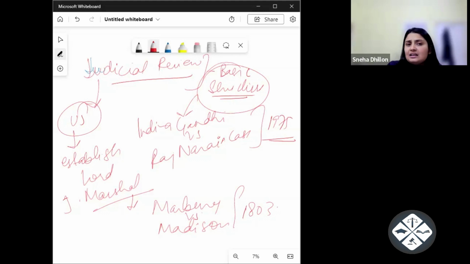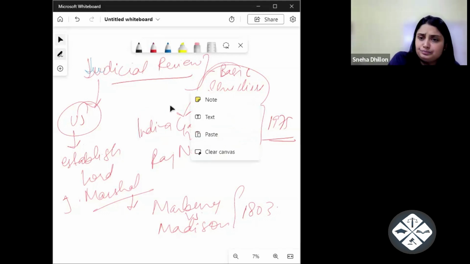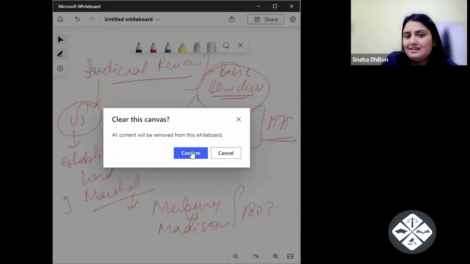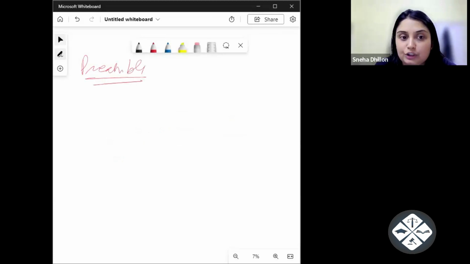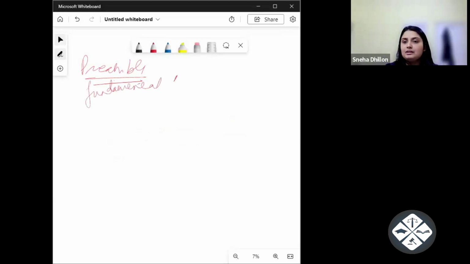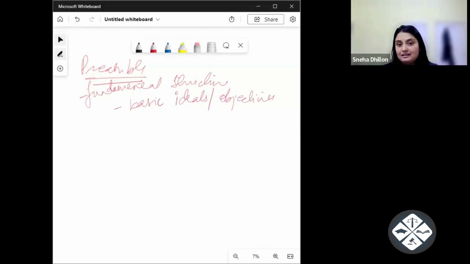Now, other features we were discussing included the preamble of the Indian Constitution. What does the preamble do? The preamble gives the fundamental structure of the Constitution. It brings out basic ideals and objectives, and highlights certain things.